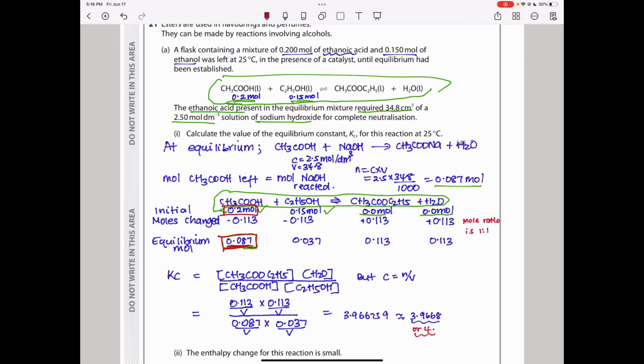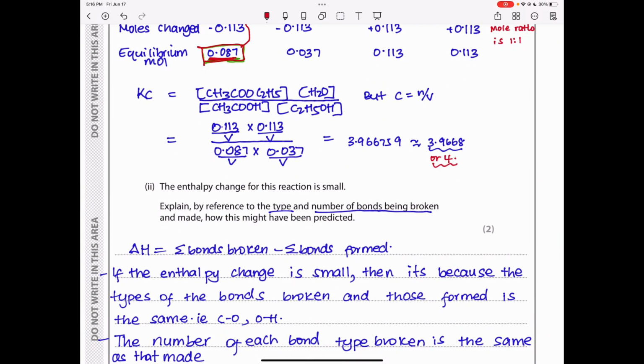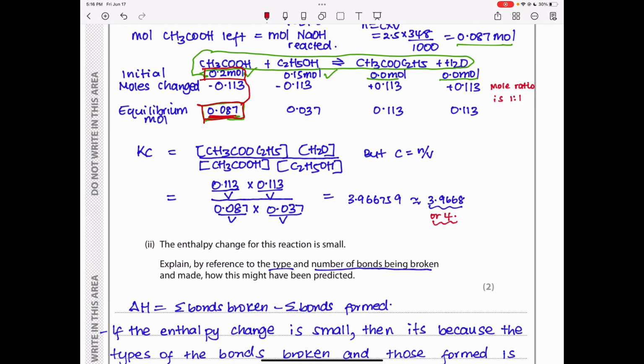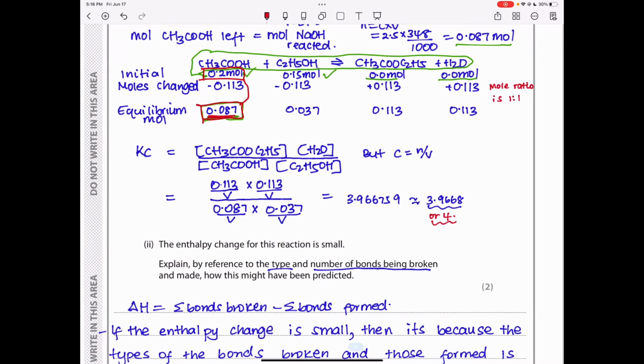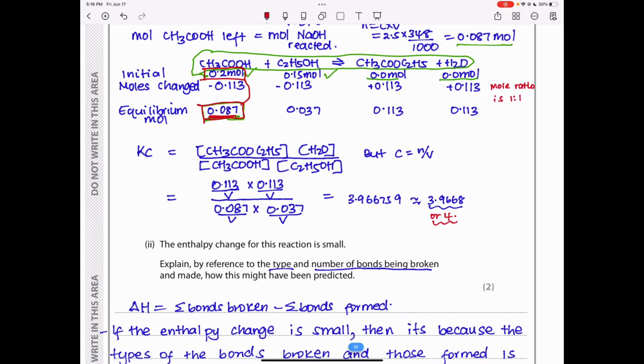Because this was left at equilibrium, we get the difference between these two, and it means 0.113 was the change. So we can see the change was 0.113, and therefore the moles of the product were each 0.113. That is the change that occurred in the product. So there was a positive change, and this is the total moles at equilibrium for the product.